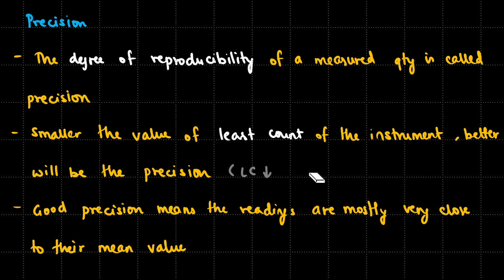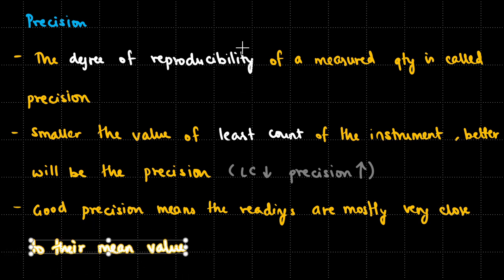The spelling of precision is wrong, so let me write it again. Precision. So the smaller the least count, the greater the precision. And finally, it's to their mean value. It's not to the true value, it's to the mean value. The mean value meaning the value that arrived due to the readings that you took, not the actual value.